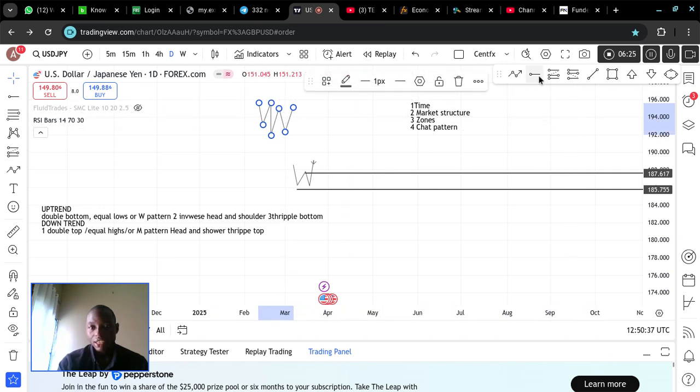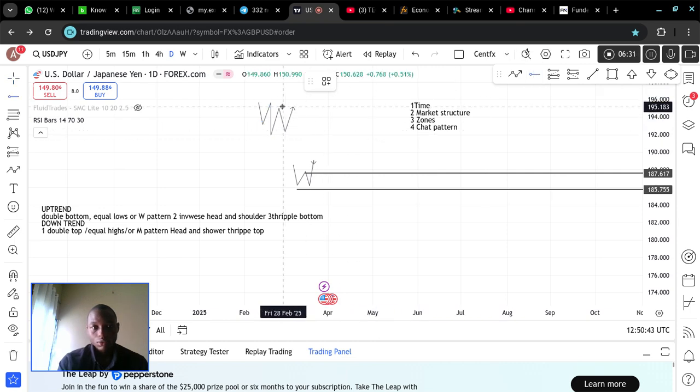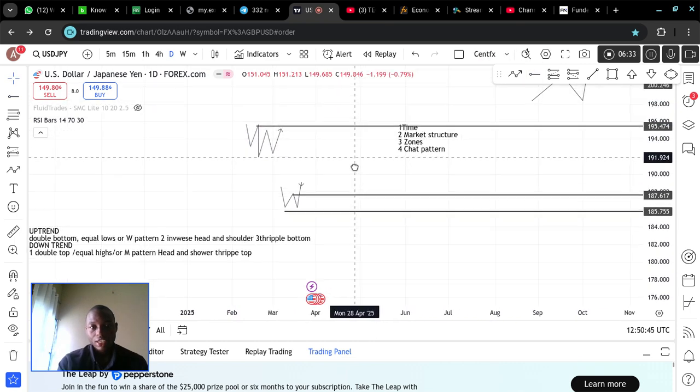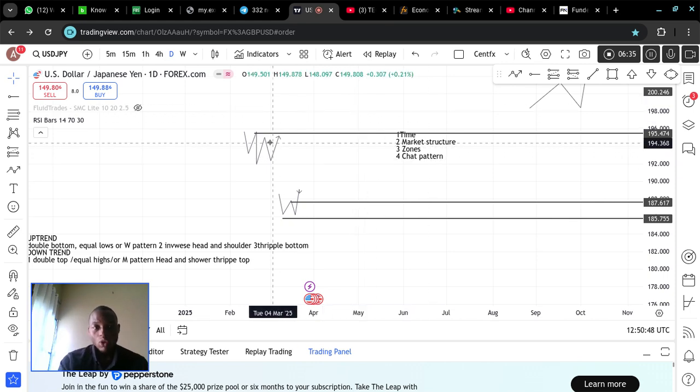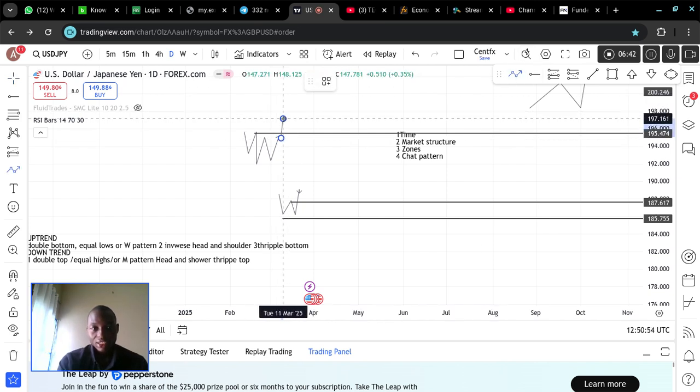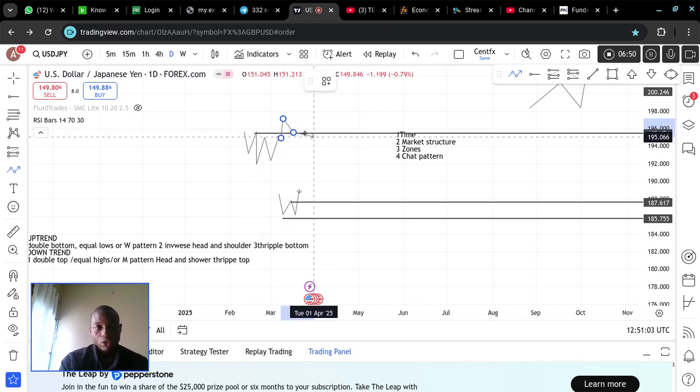This is the inverse head and shoulder. So now, mind you, the lines you're seeing here are your neckline. You have to wait for this market to break the neckline, come back, and retest it. This place automatically becomes your support. So you wait for the market to come back, and then boom.